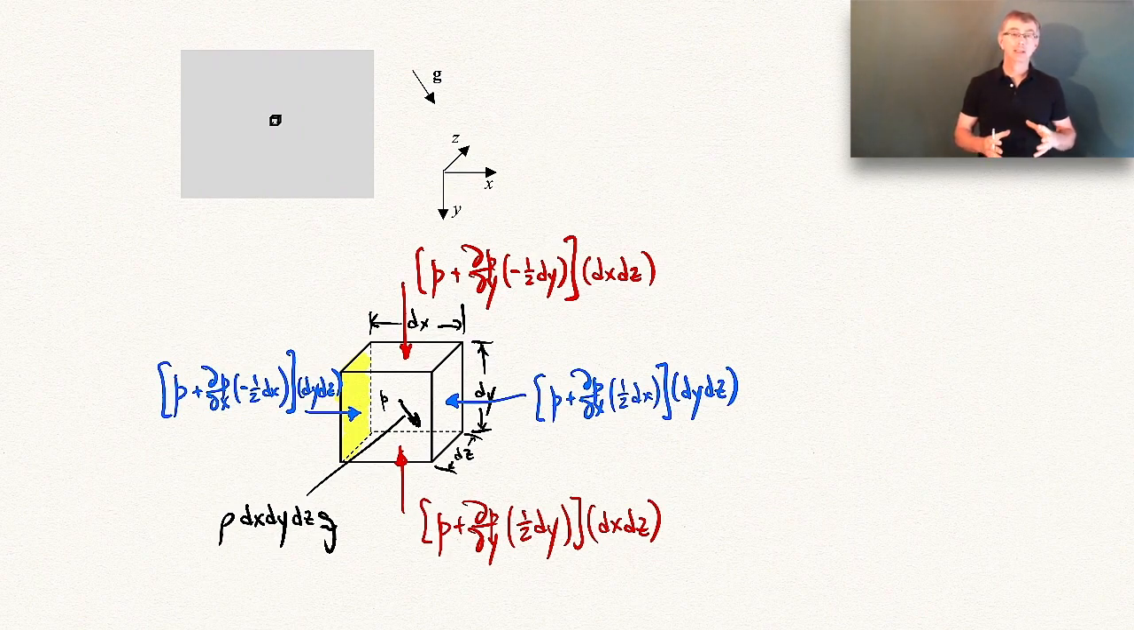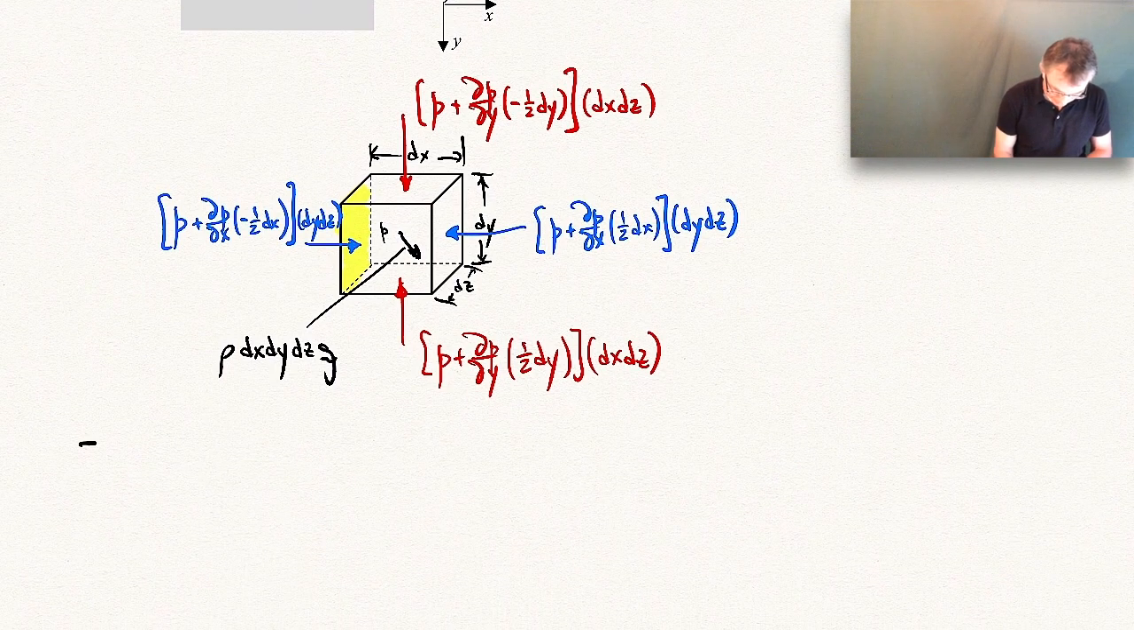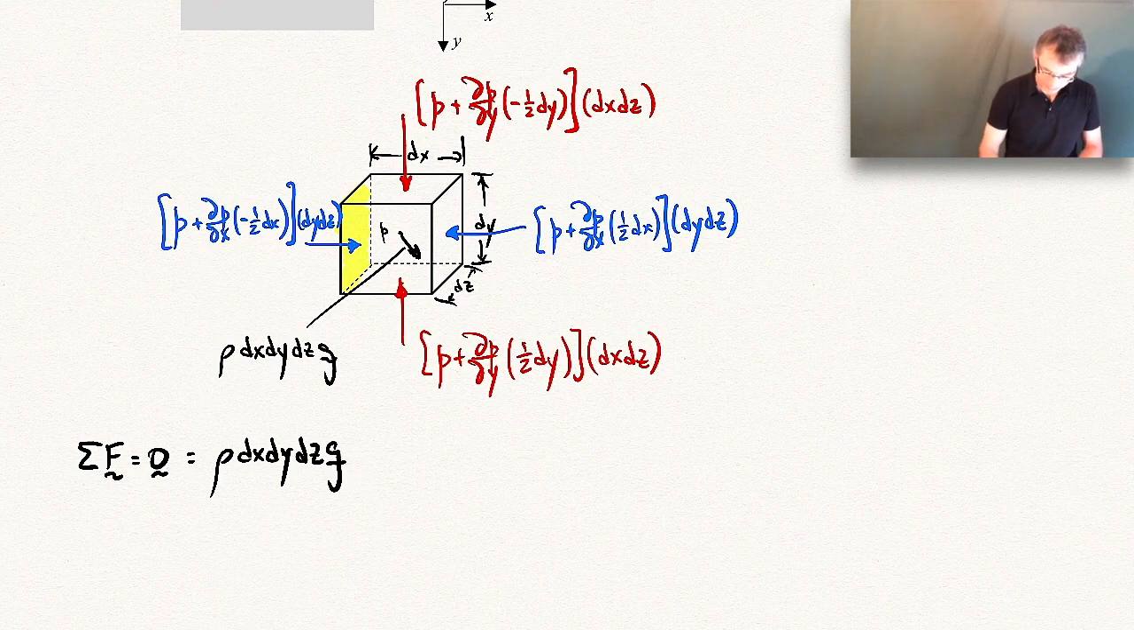Now let's go ahead and sum forces and set it equal to 0. We're setting it equal to 0 because we have a static situation. So we'll write that out here. So sum of the forces, we'll leave it as a vector. It's equal to 0. First of all, we'll write in our weight. Okay, so we have that term. Now let's put in the x forces. We'll write those in blue. So we have the x force on the left face.